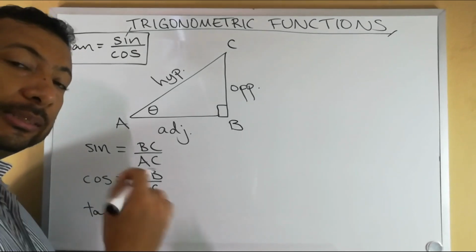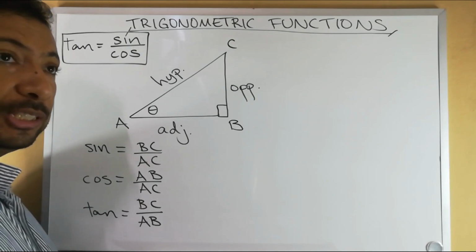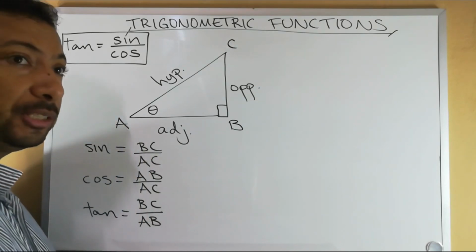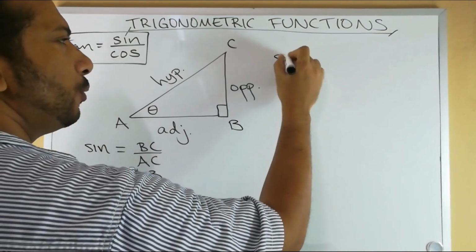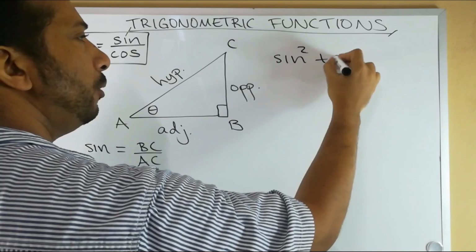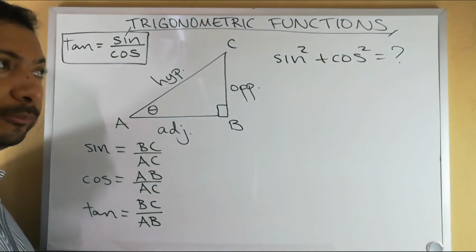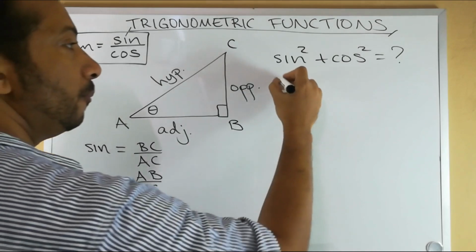So let's see if we can find another relationship. Here we want to see if there is a relationship between sine and cosine that is deeper than its relationship with tangent. So let's see what happens when we square the sine, square the cosine, and add them together. What do we get? Well, let's see. What is sine? Sine is BC over AC.